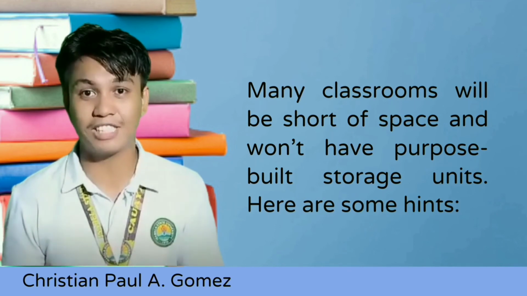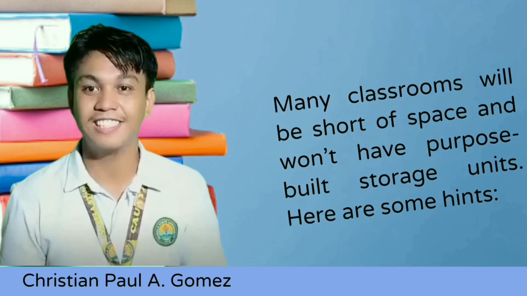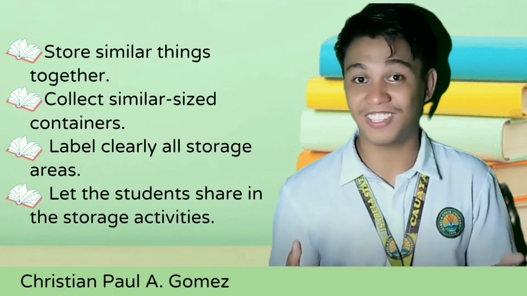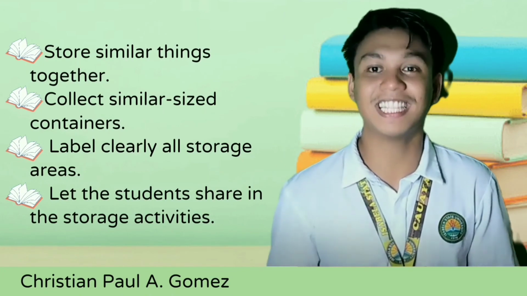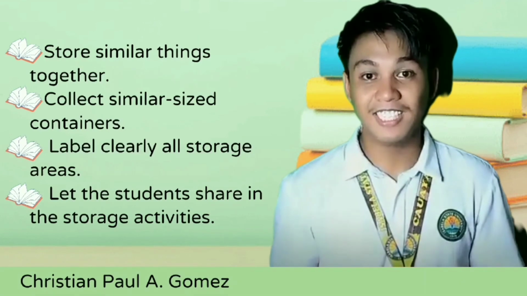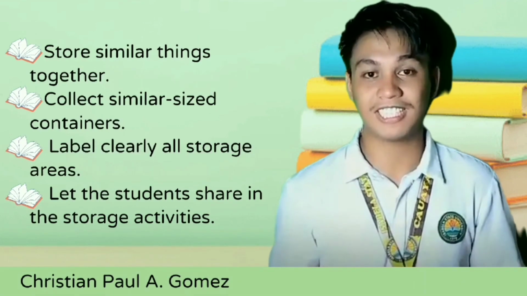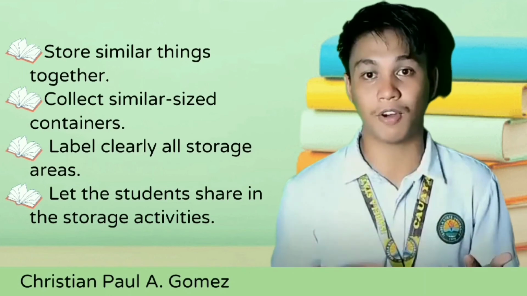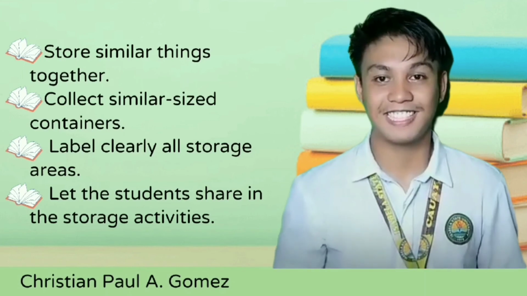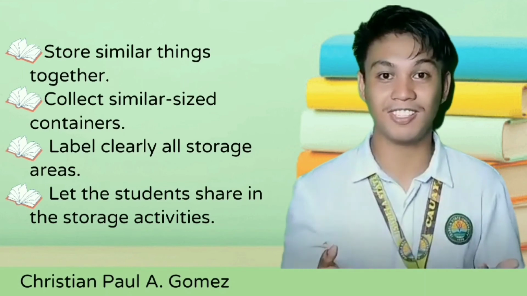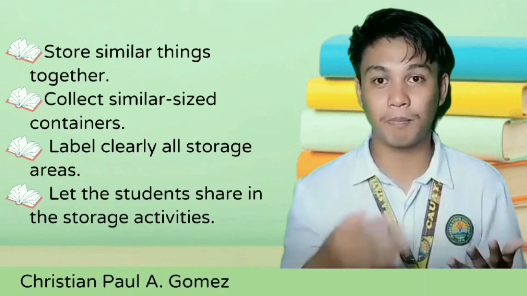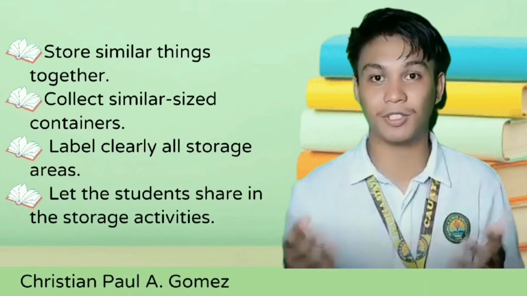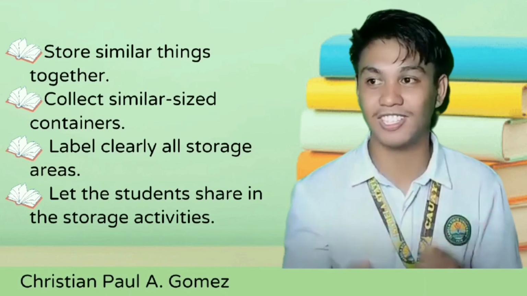Now, here are some hints to organize good storage. First, store similar things together so that they look organized and not scattered. Second, collect similar size containers, just like margarine, ice cream containers, plastic boxes, or strong cartons of all shapes and sizes. Now, third, label clearly all storage areas. The students could complete this task as a language activity. Take note that labeling things is another method to easily see things' location.